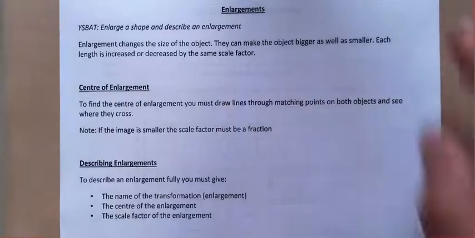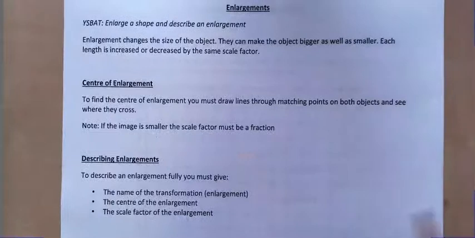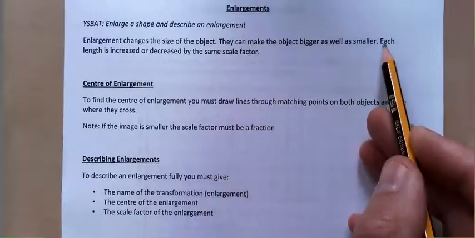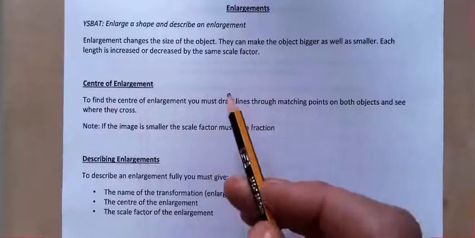This is year 9 notes. We're on unit 9 and it's the final wee bit, so we're looking at enlargements. Enlargements change the size of the object. They can make the object bigger as well as smaller. Each length is increased or decreased by the same scale factor.